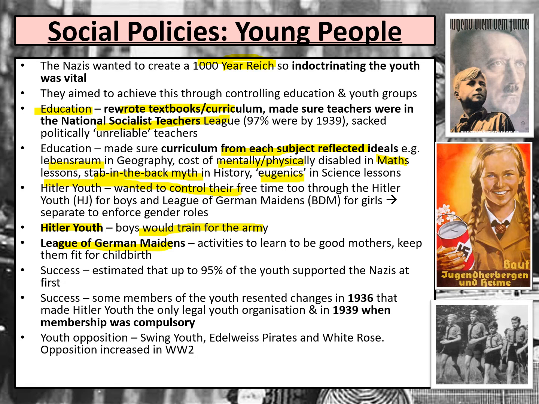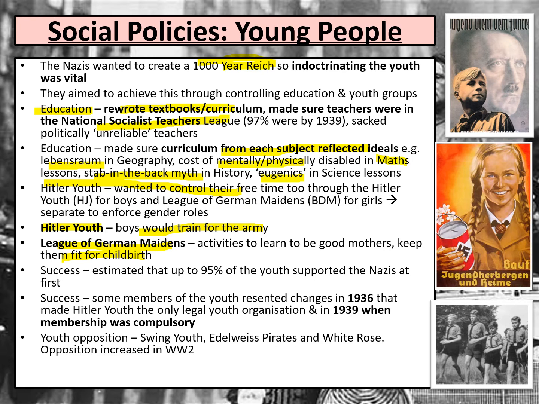There they would be taught to be good wives and mothers. They would be doing lots of things like gymnastics to keep them fit for childbirth. So the idea is that they're reinforcing those gender roles through the Hitler Youth organisations. Now in 1936, they then closed down all the other youth organisations. So people only have one choice.